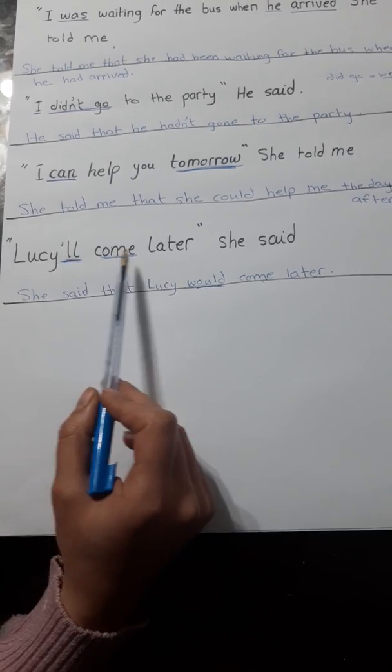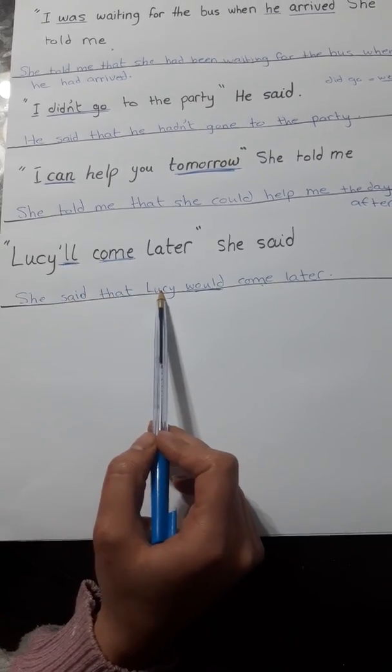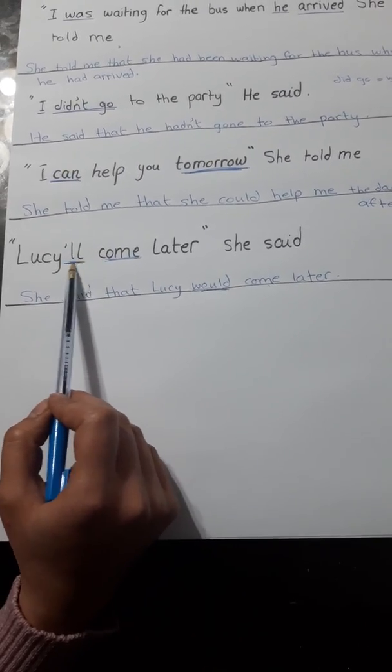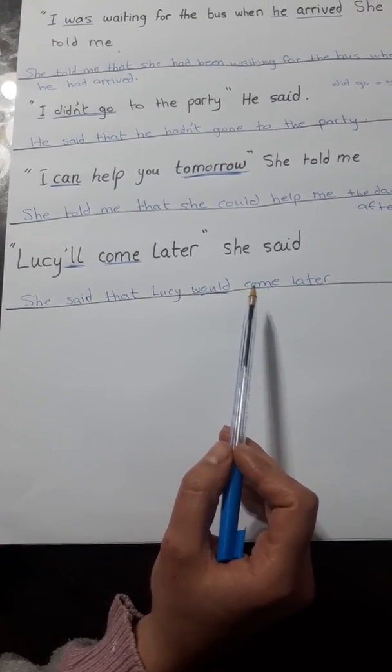Lucy will come later, she said. She said that Lucy, here's will, what is the past tense of will? Would. She said that Lucy would come later.